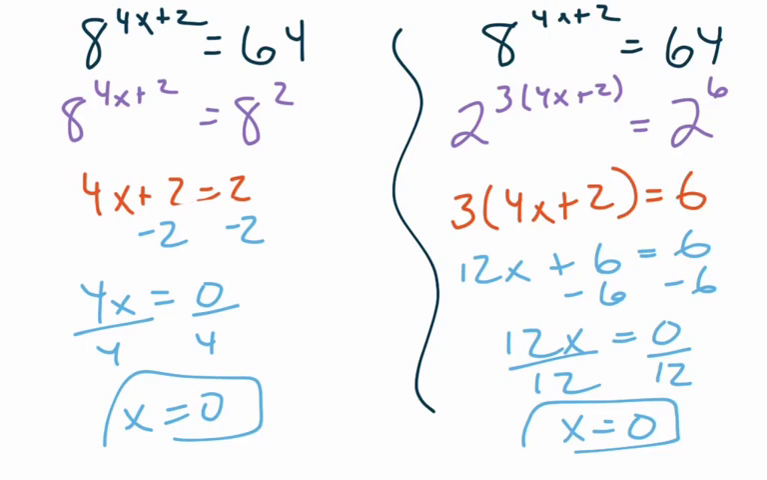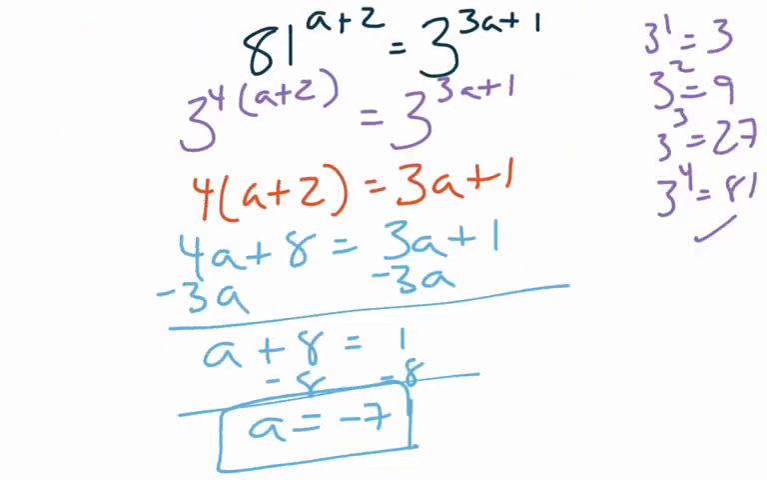Now, some of you might have tried to put both sides as a power of 2, and that would also work. So 8 is 2 to the 3rd power, and in this case, you'd have to remember your super cool exponent club. 64 is 2 to the 6th. Set the 2 exponents equal. Distribute through, so you get 12x plus 6 is equal to 6. Subtract 6, and now you're back to the 0. Divide both sides by 12, and 0 divided by 12 is 0, just like 0 divided by 4 is 0. So either way, you should get 0 as your answer.